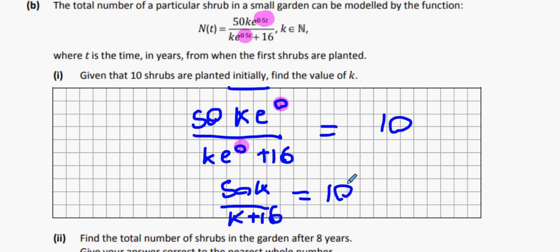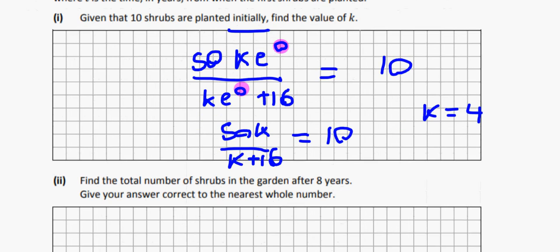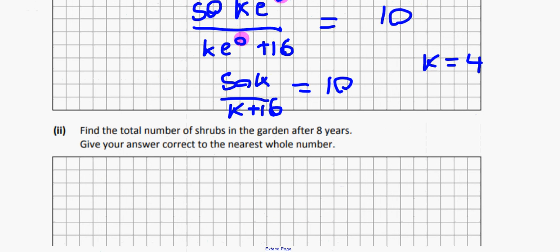If you don't mind, I assume you can take it from there and get a k value. Okay? And the k value equals 4. Happy days. Right? Once you rearrange, do a linear, you get your answer. K is 4, right? You can take it from there. Now, the formula now becomes the following. N of t now becomes, so it's 50 times 4, and 50 times 4 is 200.